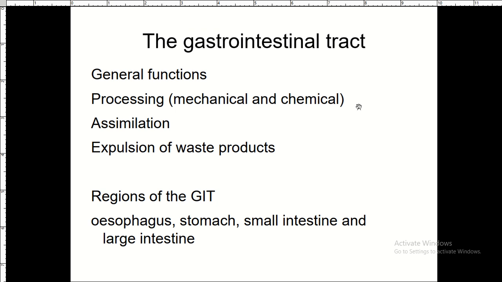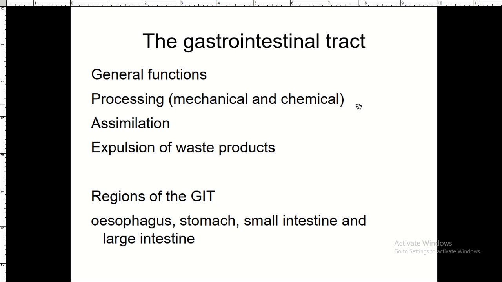So, the general function of the gastrointestinal tract is to process, assimilate, and expel waste products. In processing, you can have mechanical, you can have chemical, right? Mechanical can also involve things like mastication. The chemical has to do with enzymes, right?